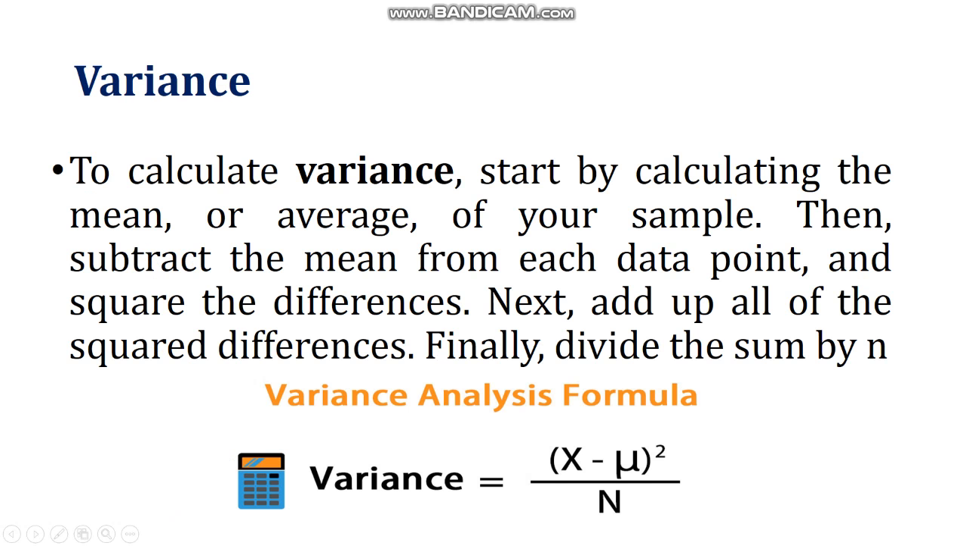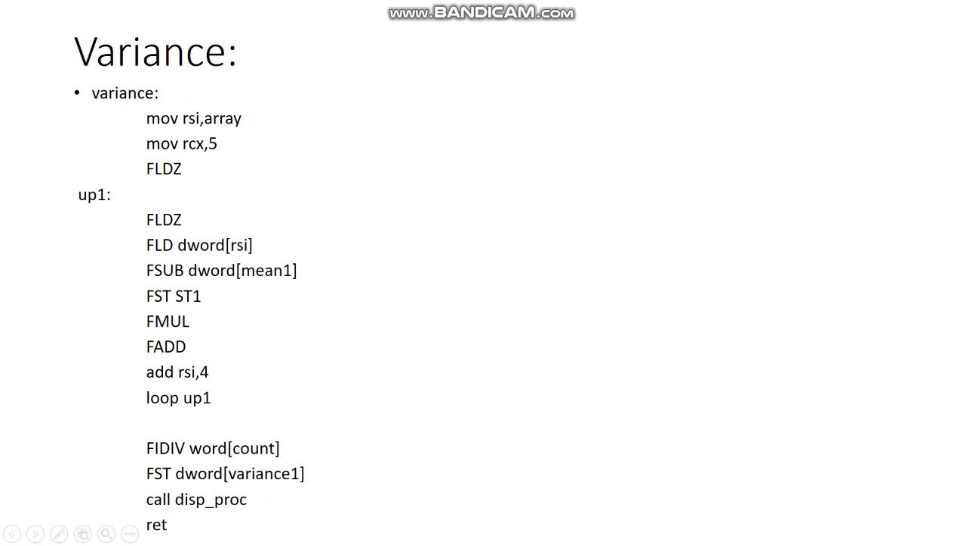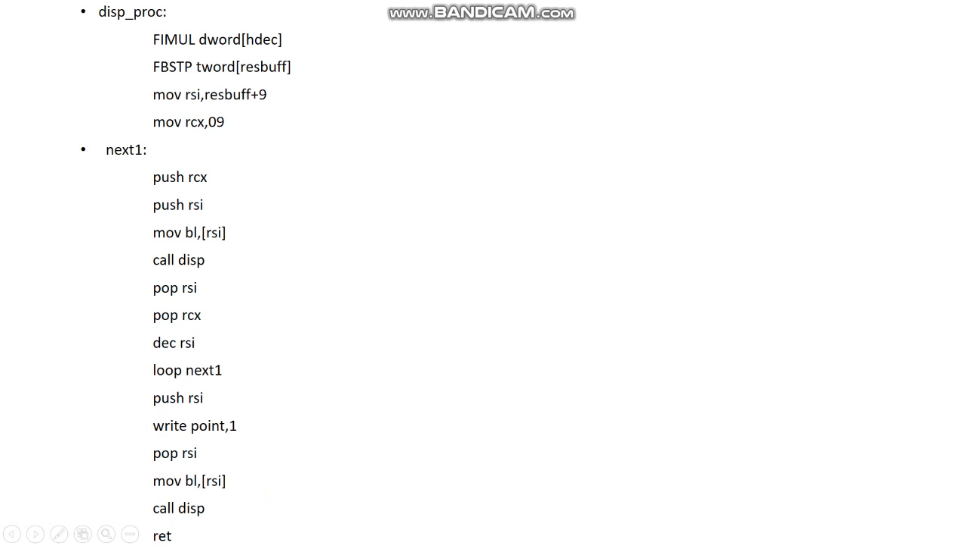Then as the formula states, we have to calculate the square differences and then divide that value by count. The sum of square differences is already calculated in the up1 logic. Then we are dividing that value by the count value, and whatever value is generated on top of the stack, we are storing in memory in the form of variance1. Now we have calculated the value of variance, but the display of that value on the console is still remaining. That's why we are calling disproc.